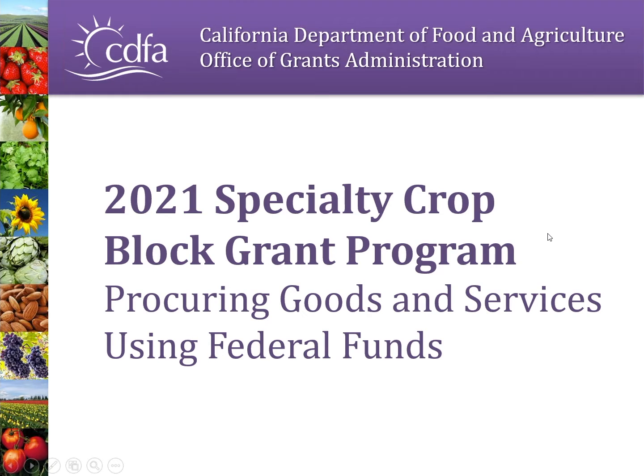So this final presentation will provide more information about the requirements and restrictions for procuring goods and services using federal funds. However, for more information, applicants should reference the 2 CFR 200, also known as the Uniform Administrative Requirements, Cost Principles, and Audit Requirements for Federal Awards. This is available online by searching for 2 CFR 200, and also as mentioned in the last presentation, CDFA has also created a Procuring Goods and Services guidance document with additional detail, which is available via a link under the Grant Proposal Supplement section of the SCBGP website.